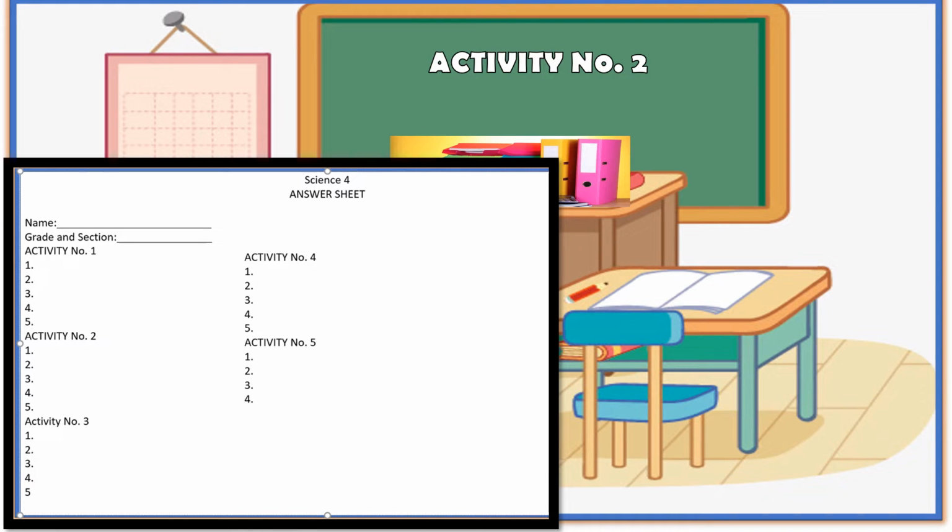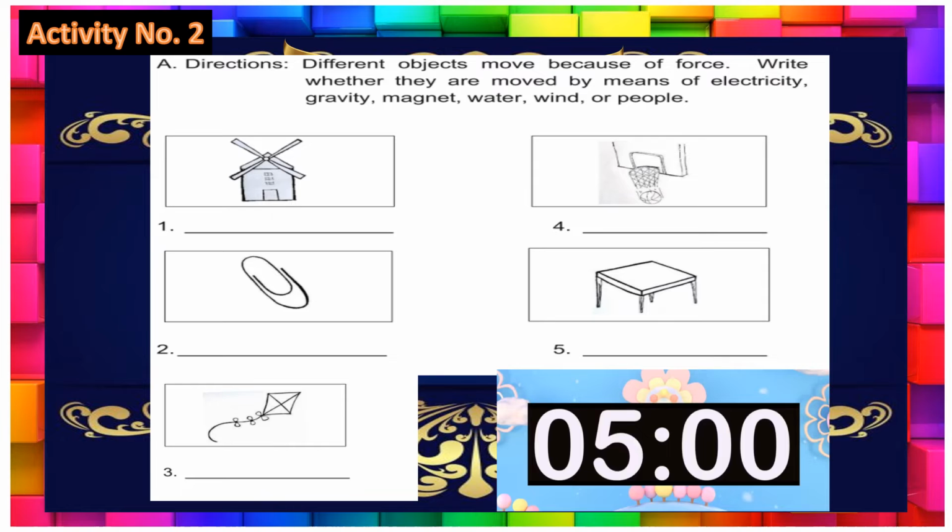This time, we're going to answer activity number 2. So in this activity, you are just going to write whether they are moved by means of electricity, gravity, magnet, water, wind, or people. Just write your answers on your answer sheet. You have 5 minutes to answer this activity. You may start answering now.